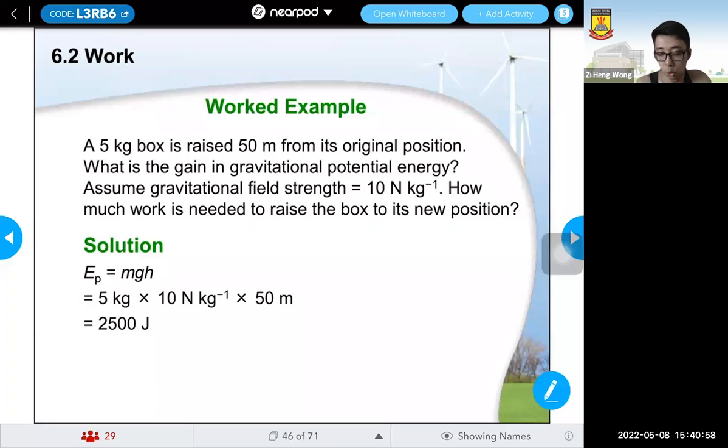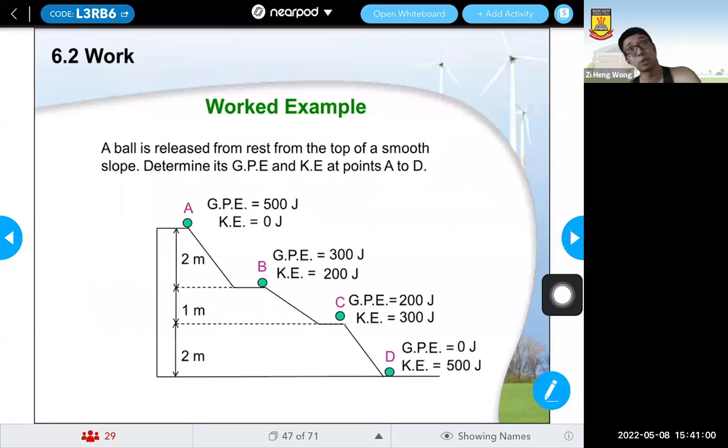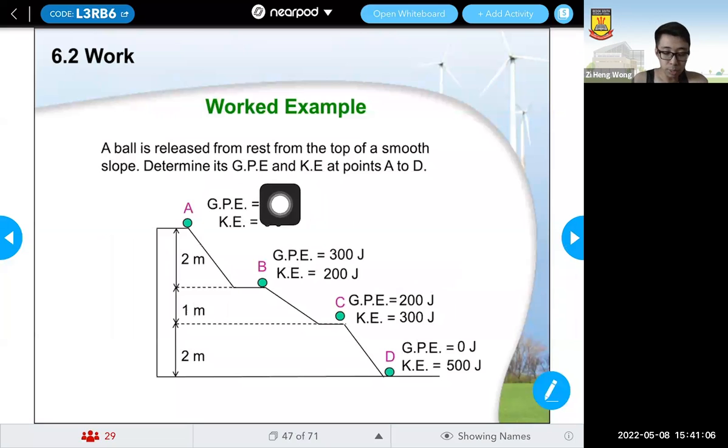Okay, so let's begin first by just recapping some examples. Let's say over here, if the ball is initially at this position, it has a GPE of, let's say, 500 joules, and it's initially at rest, at 0 joules.